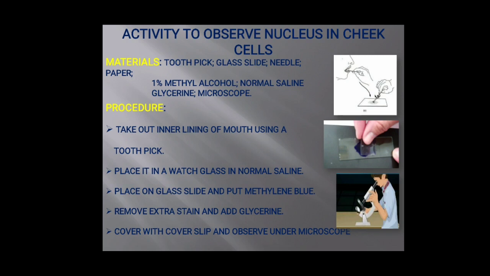Taking that small inner lining of your mouth, you should place it on a watch glass which contains normal saline. After that, take that inner lining and put it on a glass slide. After putting it on the glass slide, you need to add methylene blue. Methylene blue is the stain which imparts blue color to the tissues. After that, remove the extra stain by using a filter paper and add glycerin.